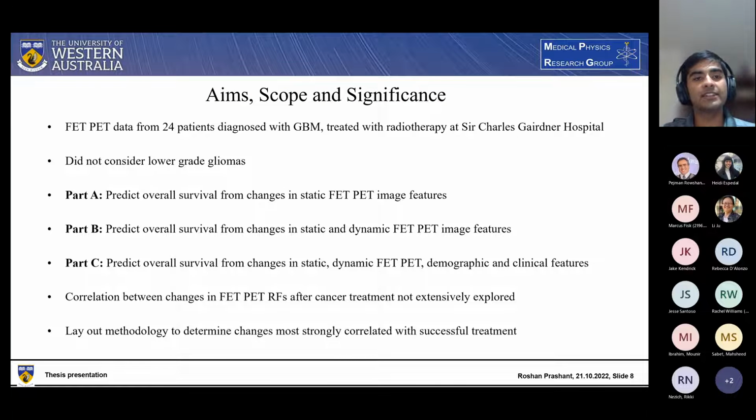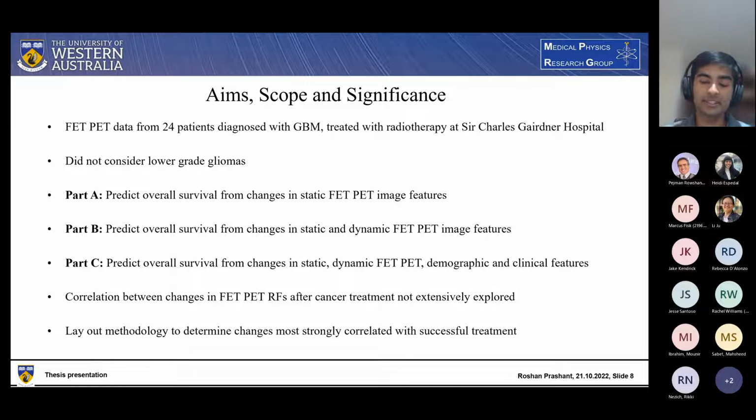This study investigated the FET PET scans from 24 patients who were diagnosed with histologically confirmed GBM and treated with radiotherapy or radiochemotherapy at Sir Charles Gairdner Hospital. It's important to note that this study did not consider low-grade gliomas. All of the patients had grade 4 glioblastomas.